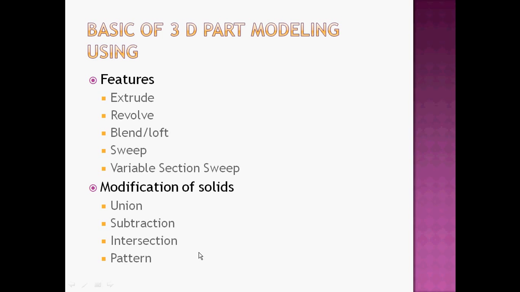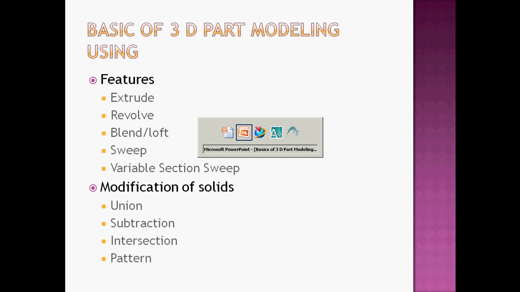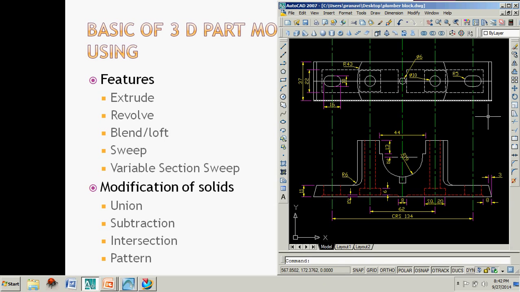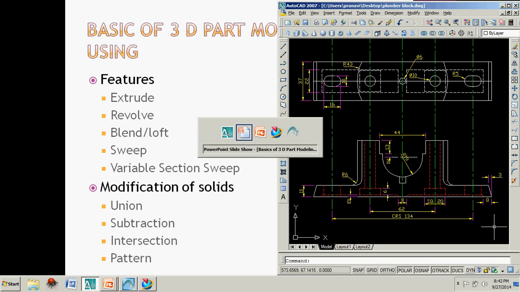Let us start with the example of a plumber block. This is a plumber block which I have already developed in AutoCAD as a 2D drawing. In the plumber block, you can clearly see the front view and the top view. The red lines show the dotted hidden lines, whereas the yellow lines are the dimension lines. Now the same we will create in the NX8 software.